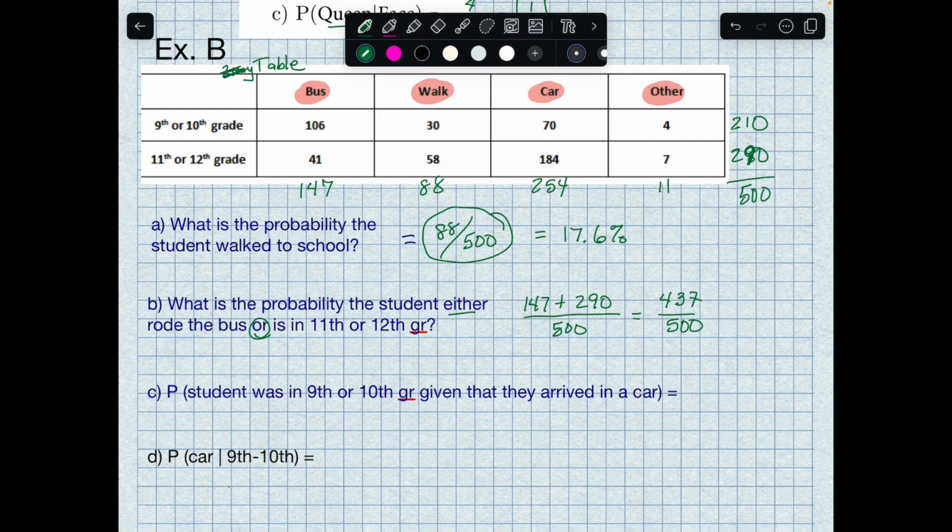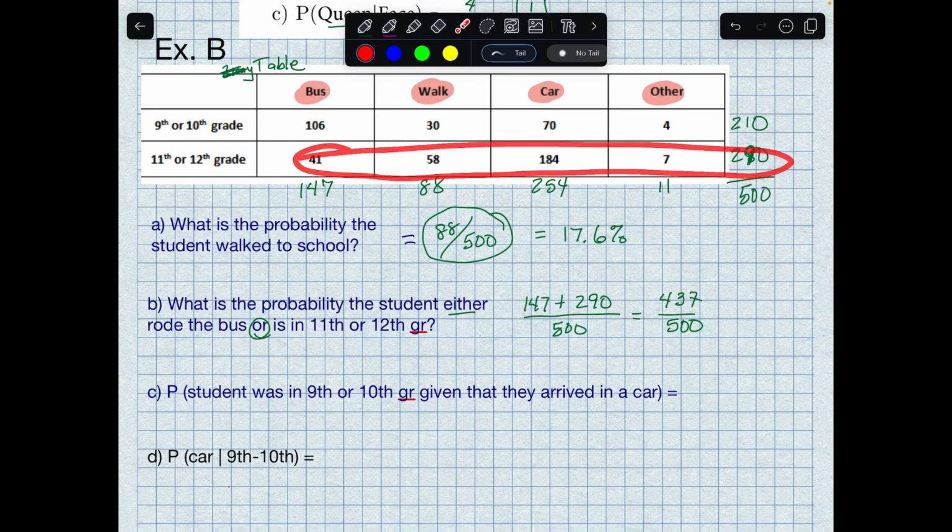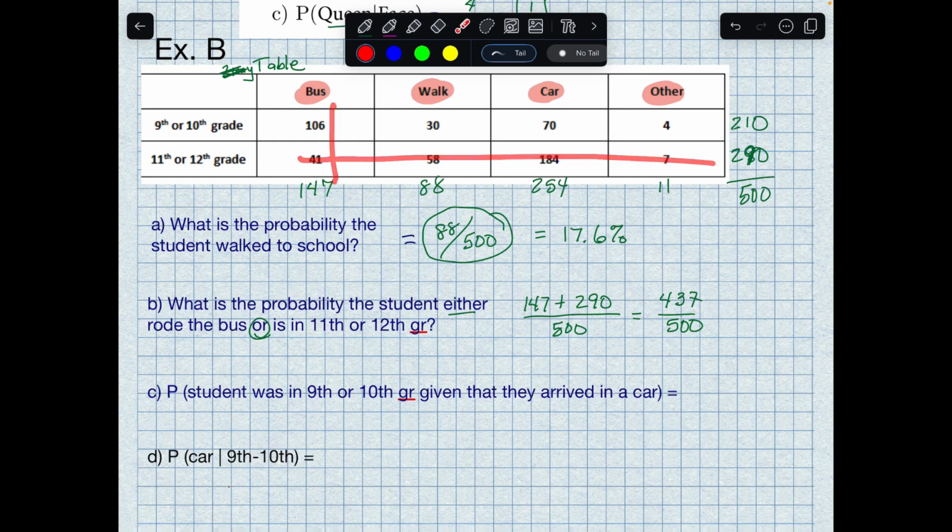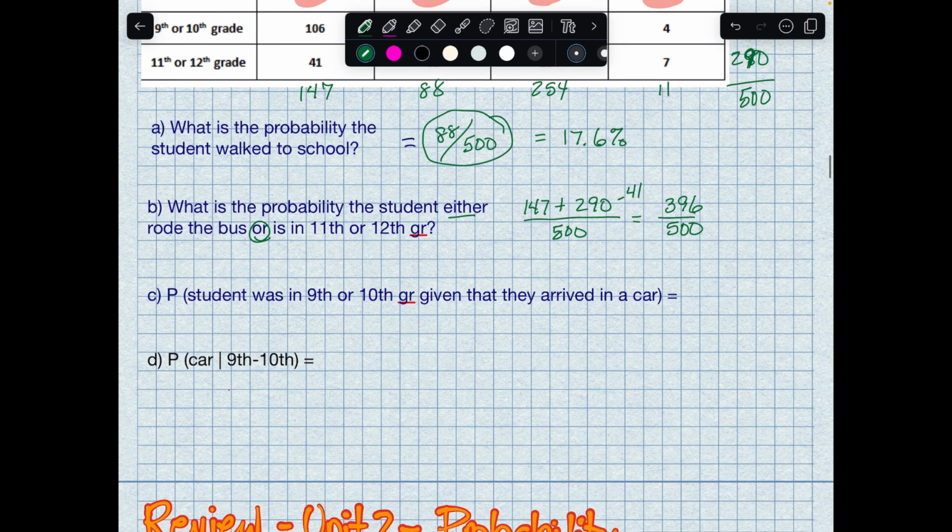Can you see the mistake that I made? I included all the juniors and seniors and then all the bus kids. I double counted these people. They're in both categories, right? Because they're in this category and they're in this category. So I need to subtract 41 from my total. All right? And that's going to give me 396 out of 500.